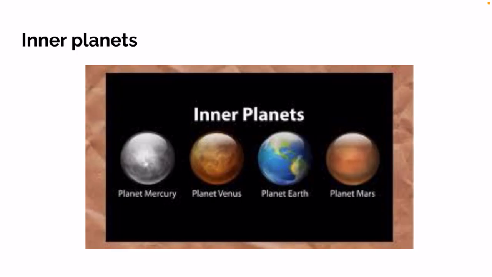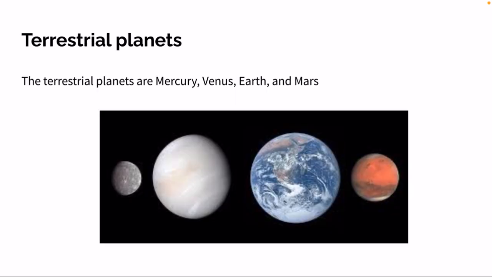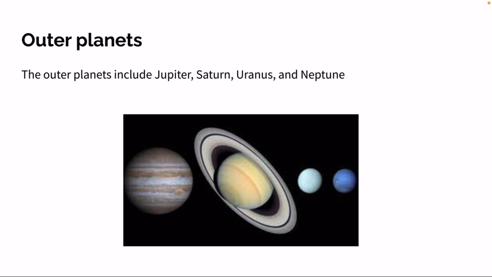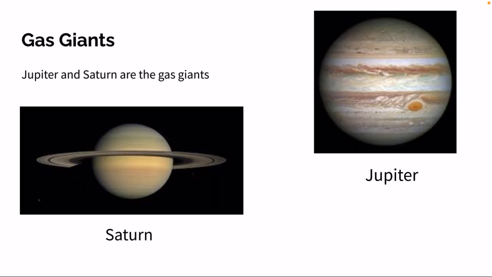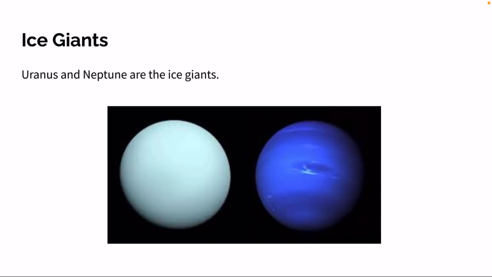The inner planets are Mercury, Venus, Earth, and Mars. These 4 planets are also known as the terrestrial planets. The other planets are Jupiter, Saturn, Uranus, and Neptune. But unlike the other planets, they're divided. The gas giants are Saturn and Jupiter. The ice giants are Uranus and Neptune.